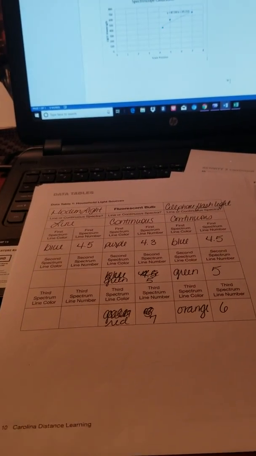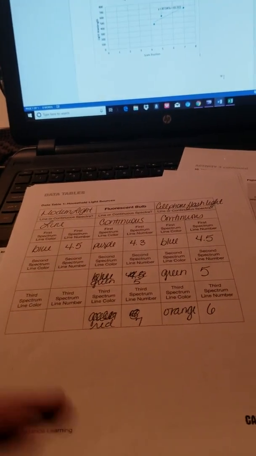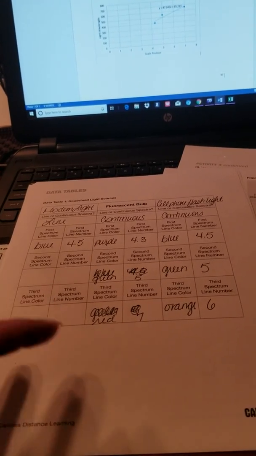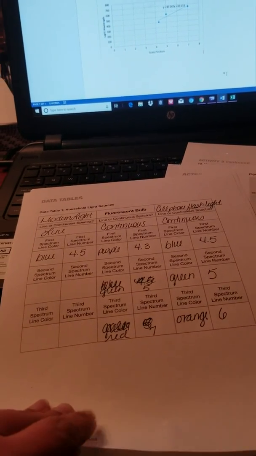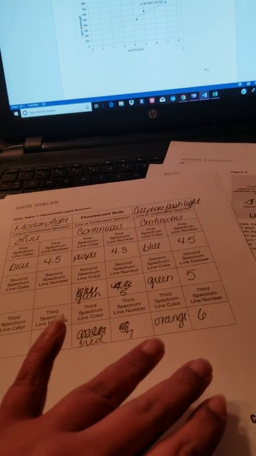I will begin with the data I collected for the household light sources. The three household light sources I used were a modem light, a fluorescent bulb, and a cell phone flashlight, which I looked through the spectroscope and basically documented and wrote down the lights that I saw and at what line that I saw them at.